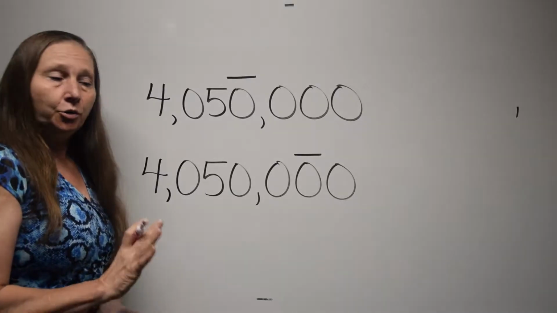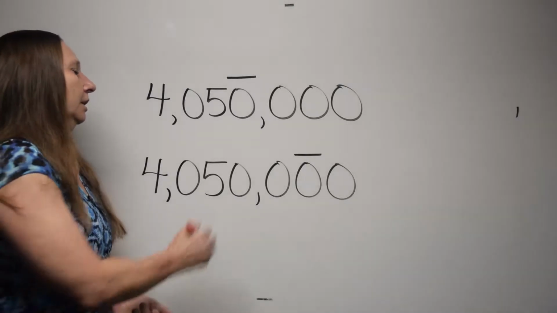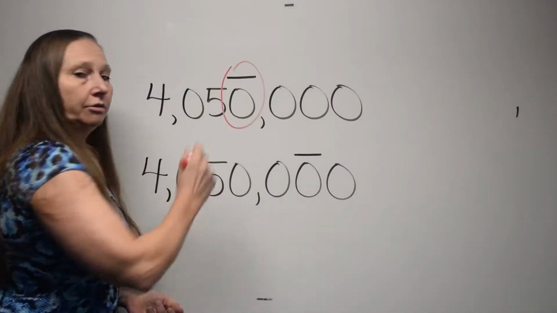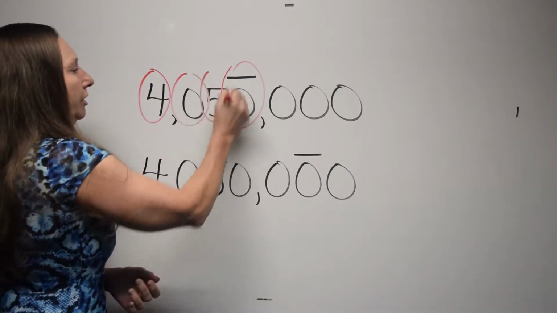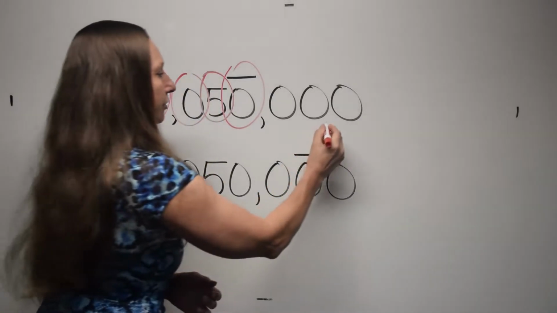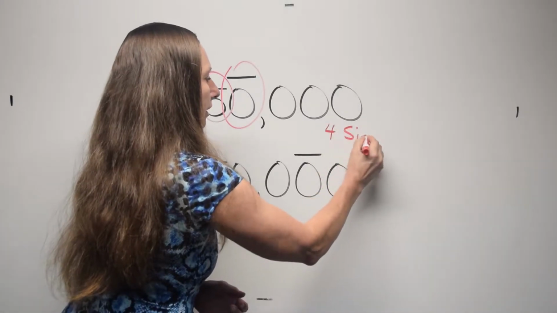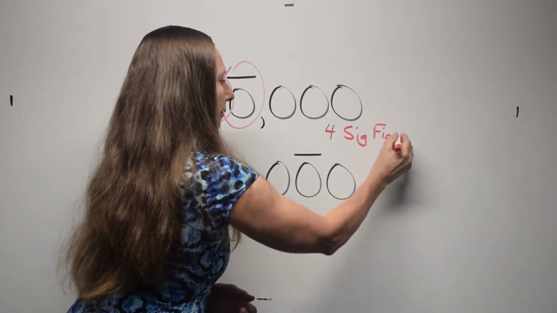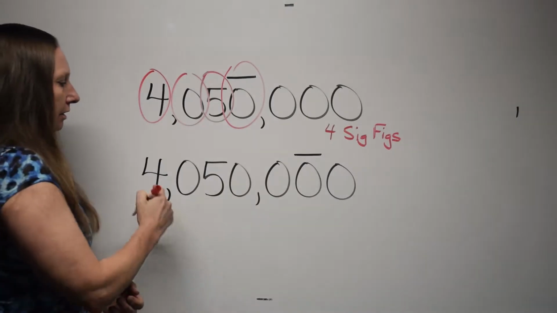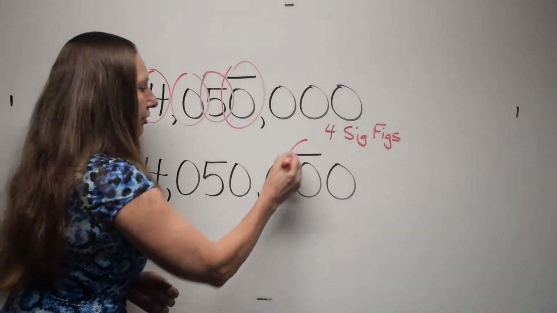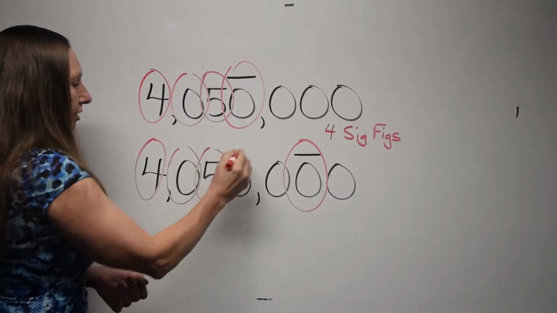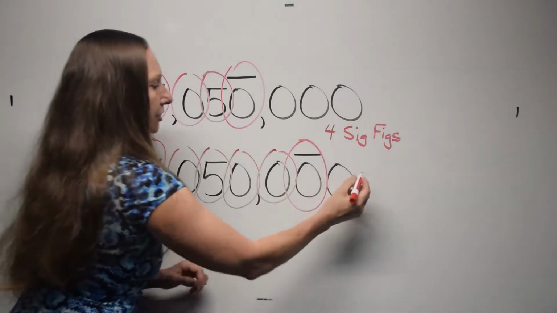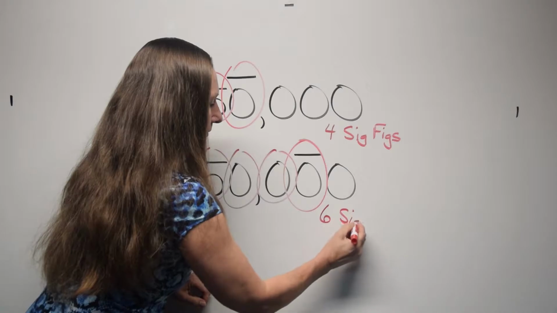All right, so again, just quickly here with the dashed zeros. Here we have a dashed zero, which is significant, and therefore 1, 2, 3, we have 4 significant figures here. 4 sig figs. All right, now here, the same number, but the dashed zero is over here. Now we have 1, 2, 3, 4, 5, 6 significant figures.